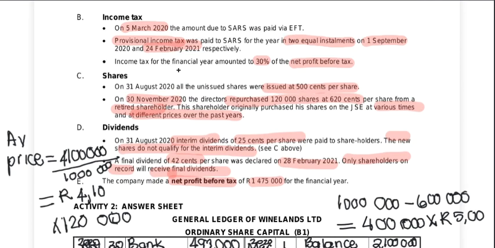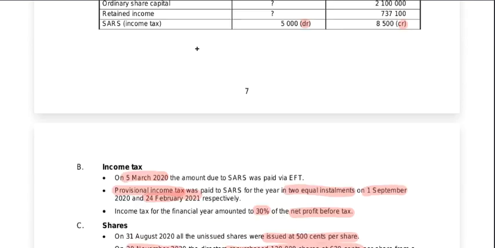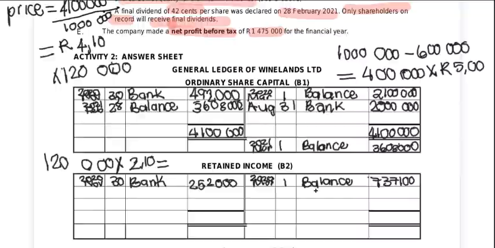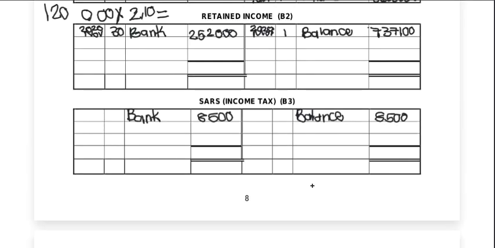What else happened? Provisional income tax was paid to SARS in 2 equal installments on the 1st of September 2020 and the 24th of February 2021. They didn't give that to us, but what they did give us is the closing balance, which is 5,000, and it's a debit balance. We can also calculate income tax. Your income tax increases the amount you owe to SARS, so we record that on the credit side.